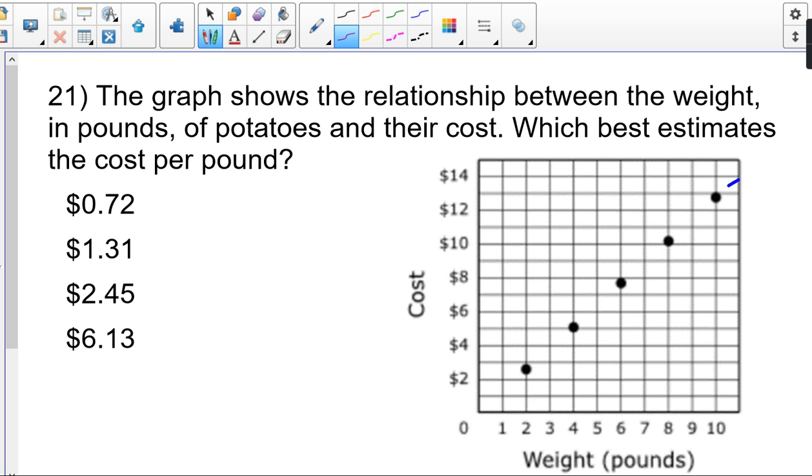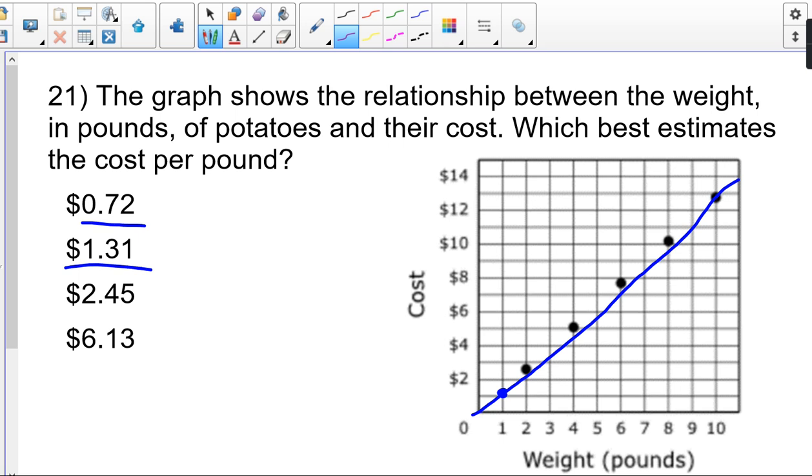Some of my students like to just kind of extend this and look at about where it ends up. So it's like around 1.1, right? It's around $1 per pound. But then you're kind of not sure between 72 cents or $1.31 if you just connected the line, unless you did it perfectly with a ruler, which I certainly did not.